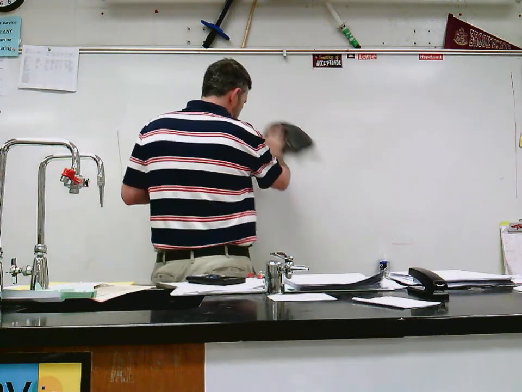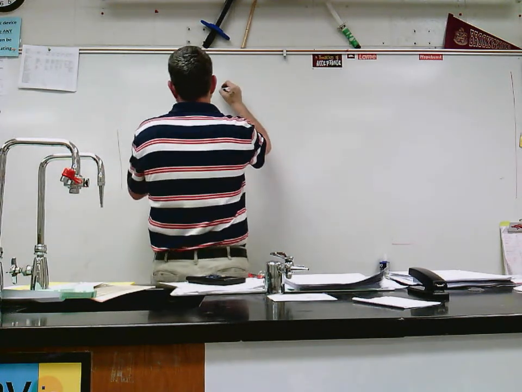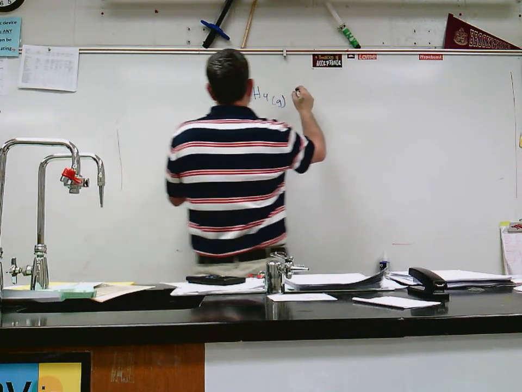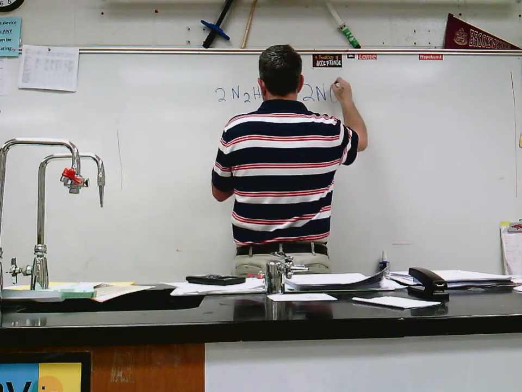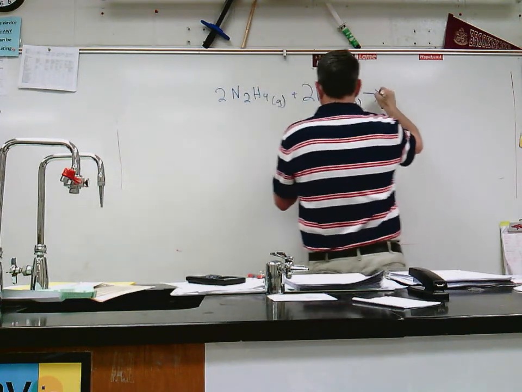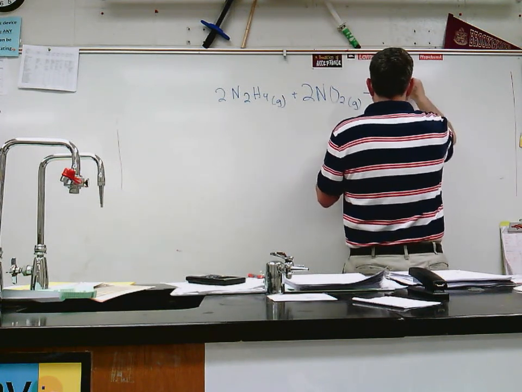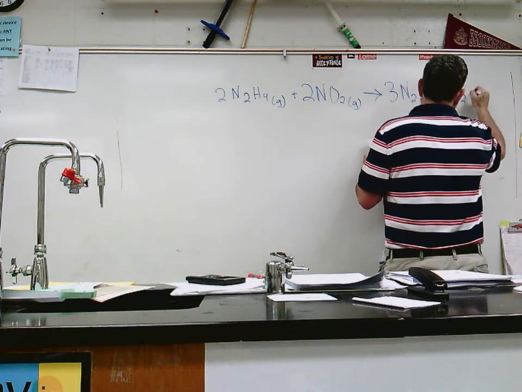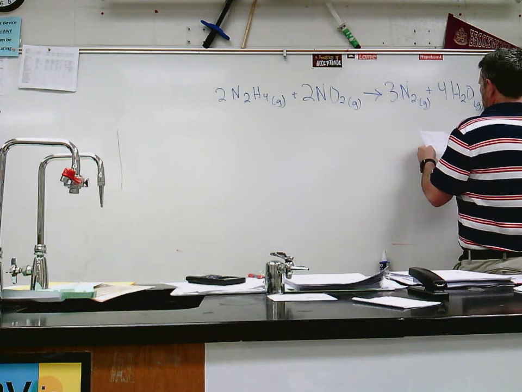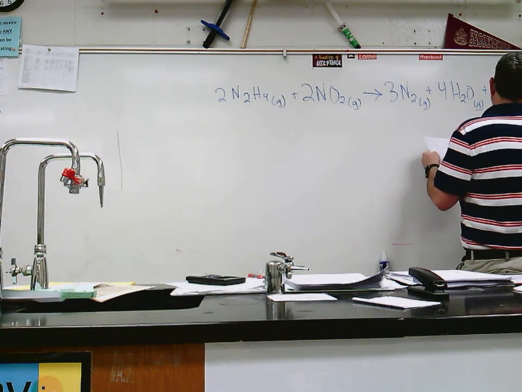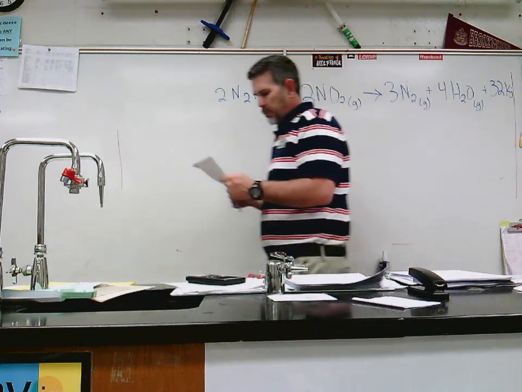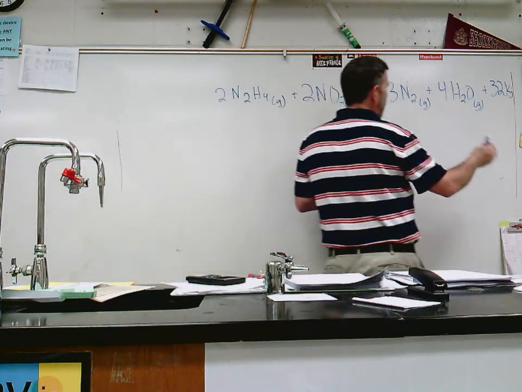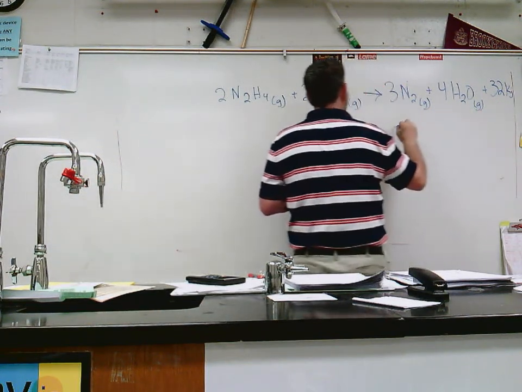All right, so they've given me a reaction. They've said 2N2H4, and it's a gas, plus 2NO2, which is a gas, goes to 3N2, which is a gas, plus 4H2O, which they're saying is a gas, plus 32 kilojoules. All right, so the energy is a product. All right, A, they're saying I add heat. If I add anything, it goes to the other side. So I've added heat, so it goes left.